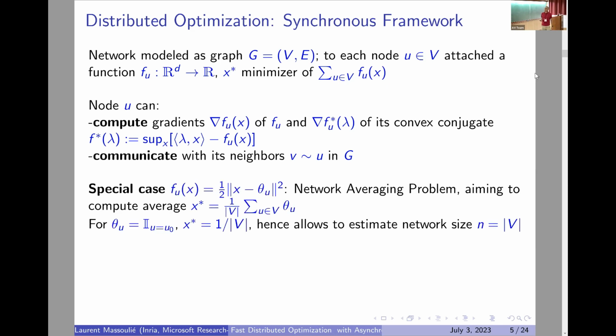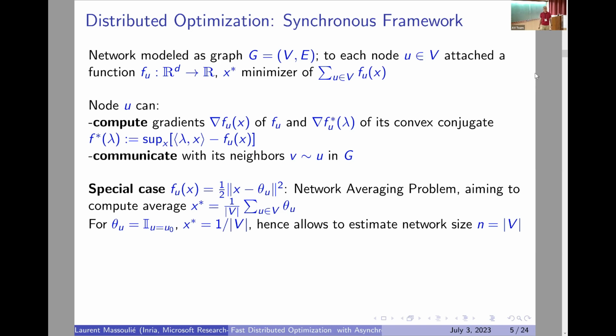So as a guideline, we can focus on a special case where f sub u is the square distance between the model and some data that is specific to the user. And in that case, the problem is known also as the network averaging problem, because we know readily that the solution of the minimization we are trying to do is to take x star as the average of the private vectors held by the agents.